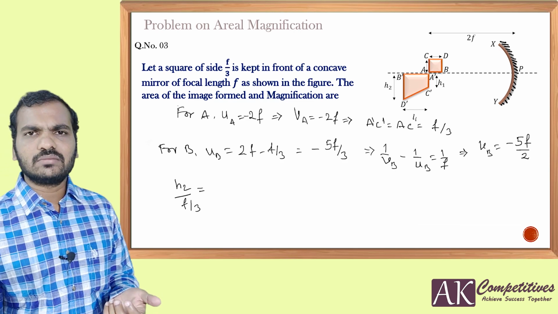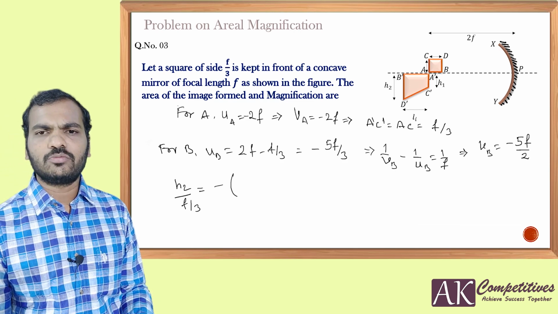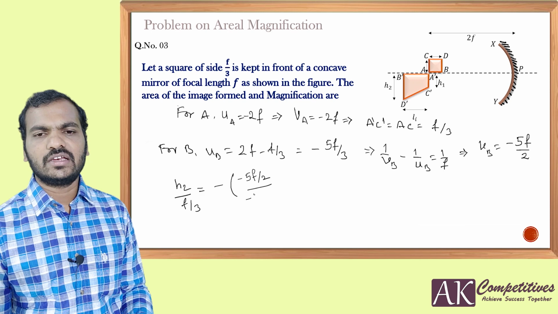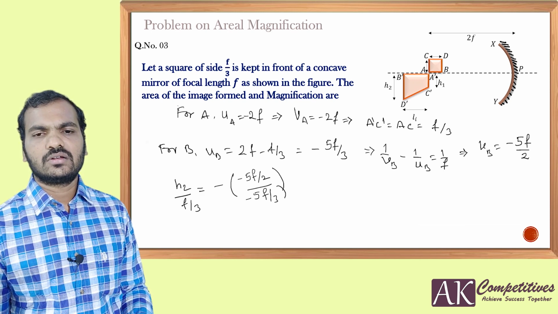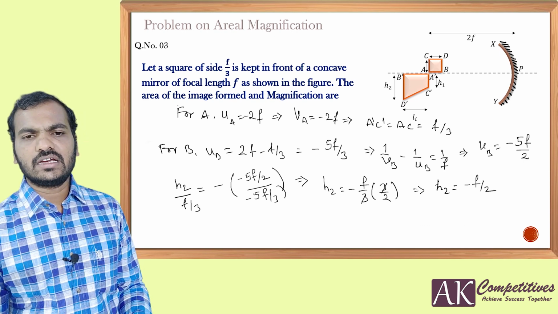So now here, H2 by f by 3 is equal to, what can I write? Magnification. Magnification is nothing but minus of VB by UB. VB is how much? Minus 5f by 2, divided by minus 5f by 3. Now here H2 is equal to minus f by 3 into 3 by 2. The 3 gets cancelled. So what is H2? Minus f by 2.